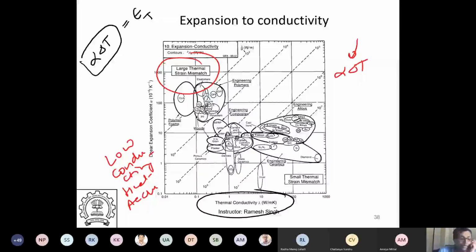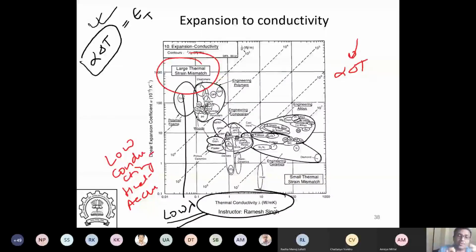Now what happens is, the moment I have low thermal conductivity or low diffusivity, if my K is low, if I am somewhere here, this is low lambda or K. Then this basically means my delta T will be very, very high. So delta T is very high because there is localized heating.